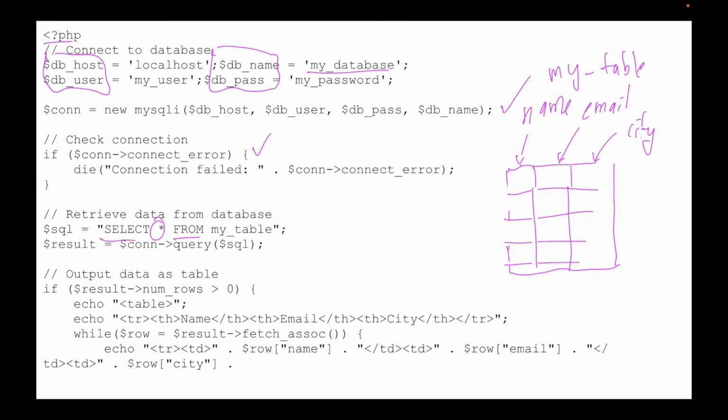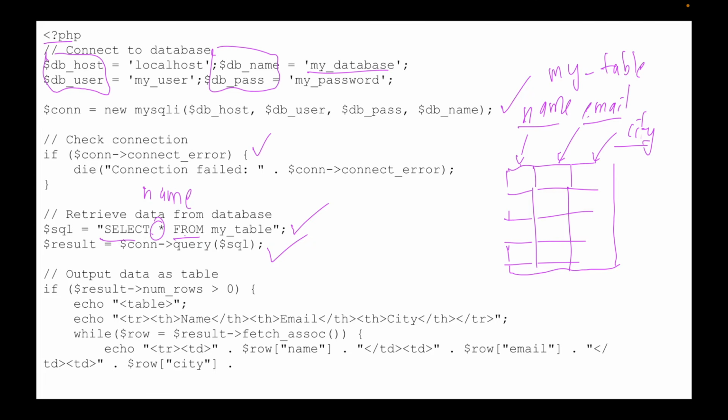Now, what we're going to do is when we do select from, we use select to get data from a table. So if you have select star, that means we're going to get name, email, and city for every single record from my table. If we just had select name, we would simply get all of the names, everything in the name column in the table. So right here, we're just building our query, and here we're executing our query.